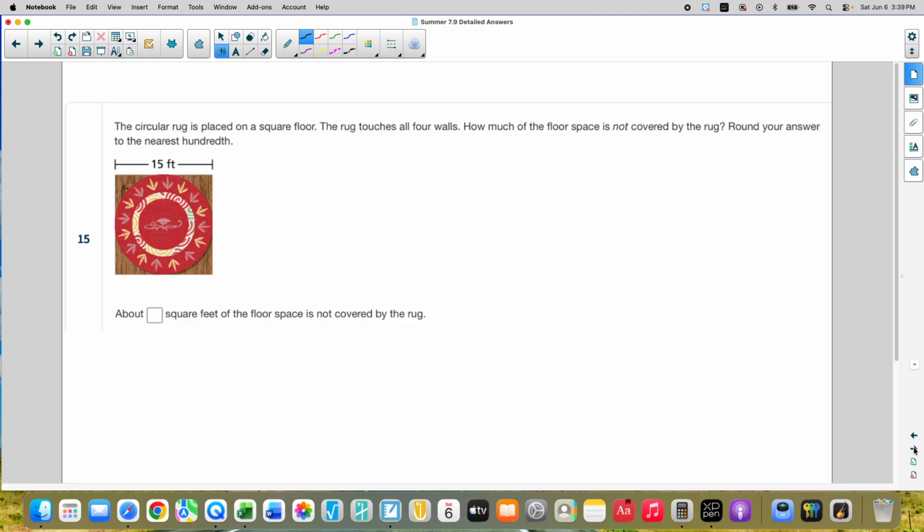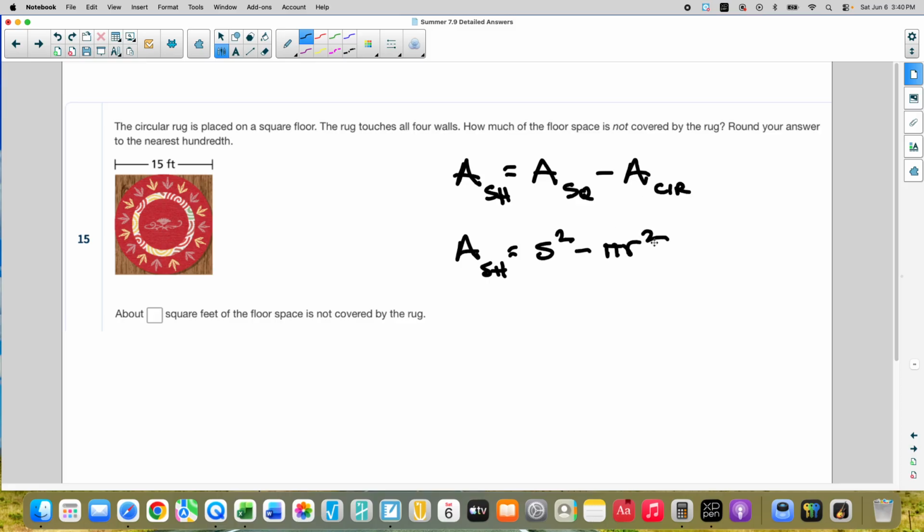The circular rug is placed on a square floor. The rug touches all 4 walls. How much of the floor space is not covered by the rug? Round your answer to the nearest hundredth. So we have area of the shaded, we'll say the wood shaded, will equal the area of the square minus the area of the circle. So area of the shaded equals area of the square, which is, the formula is s squared, minus area of a circle is pi r squared.